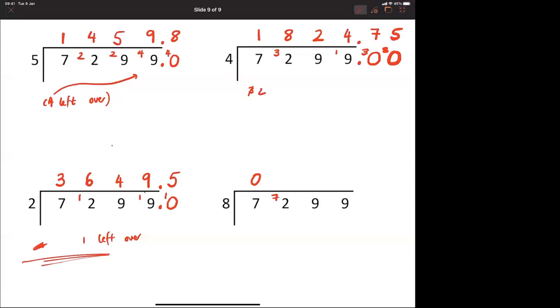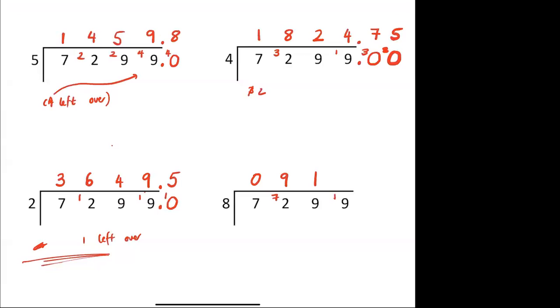How many groups of 8 can I fit into 72? I can fit 9 exactly. How many groups of 8 can I fit into 9? It's 1. There's also 1 left over. So now I've got how many groups of 8 can I fit into 19? Well, I can fit 2 groups of 8, but there's actually 3 leftovers. So I'm going to do decimal point, 0. I'm going to put my 3 in front of it. All right, let's keep going.